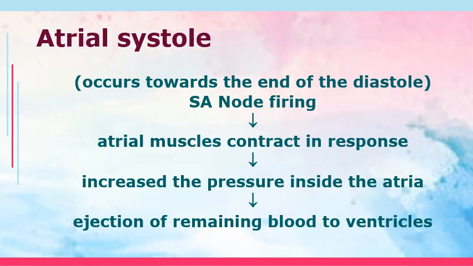Now, let's go to atrial systole. If you can recall, the atrial systole occurs first by some milliseconds before we go to your ventricular systole. This synchronicity in the movement would allow your atrium to push some blood going towards your ventricles. So this occurs towards the end of your diastole. This is first started by the firing of your sinoatrial node. Then the atrial muscles would contract in response to your SA node firing, and then there will be increased pressure inside the atria. And because of that increased pressure, the blood will be ejected to the ventricles.